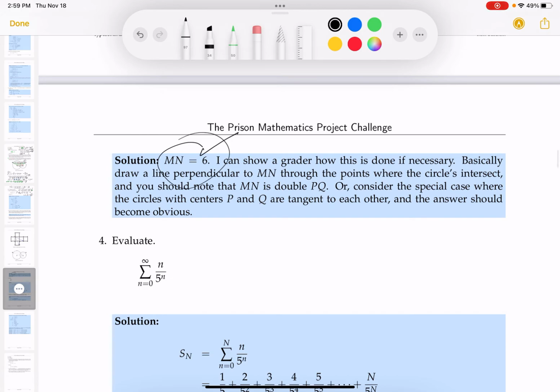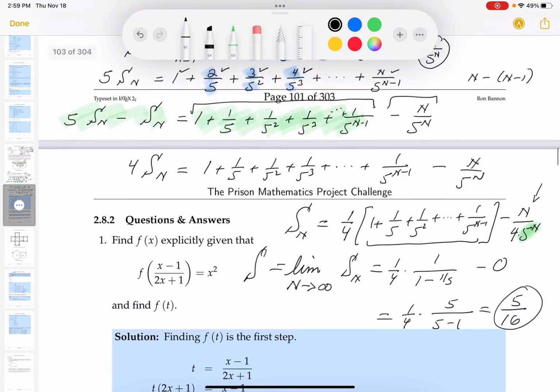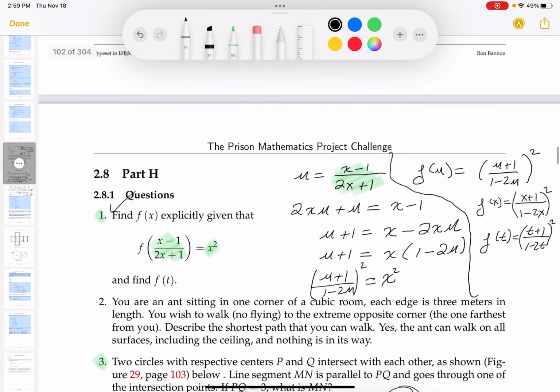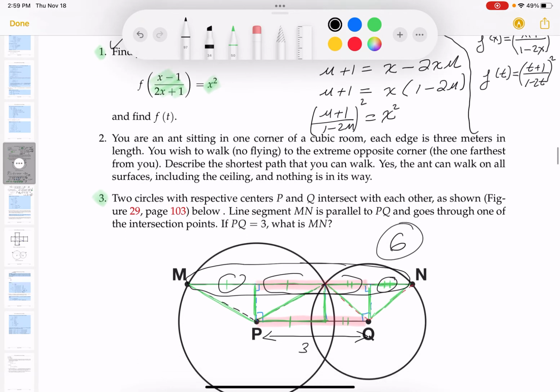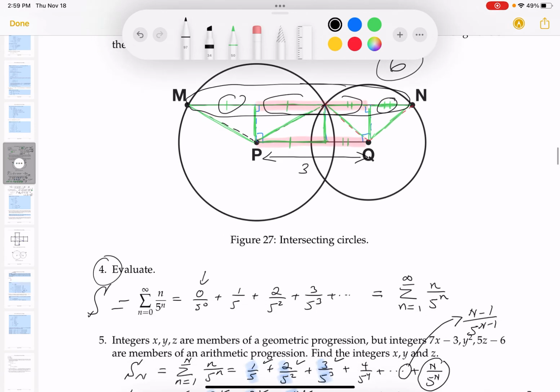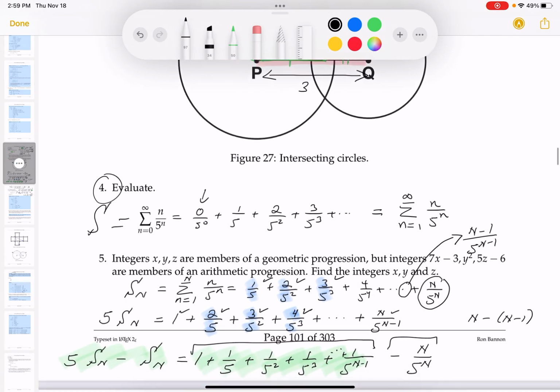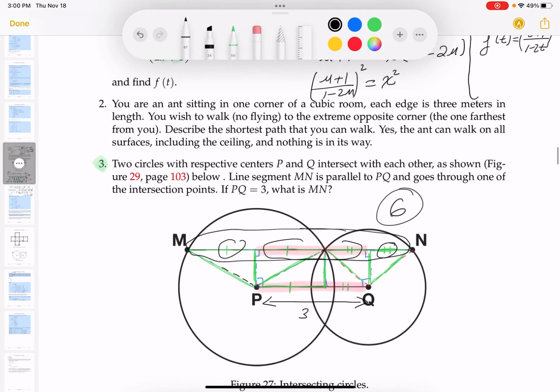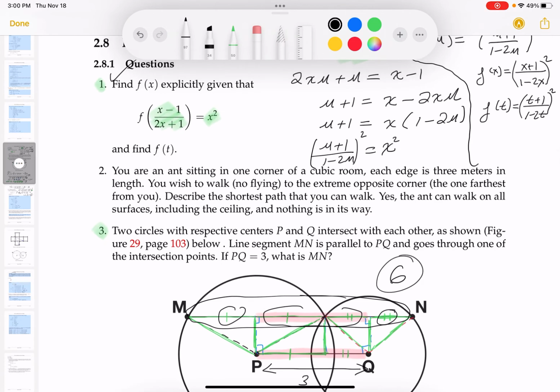Bingo. All right, so let's go back. We did 1. We did 3. I did 4. I didn't do 5. All right, we'll get back to that later. Now, what I'm going to talk about is problem number 2.